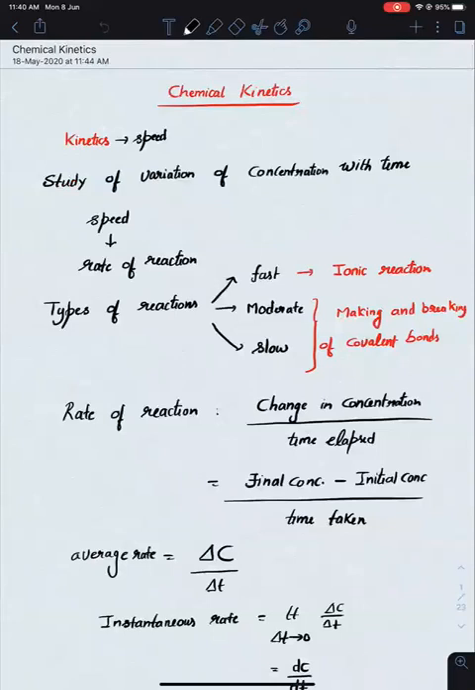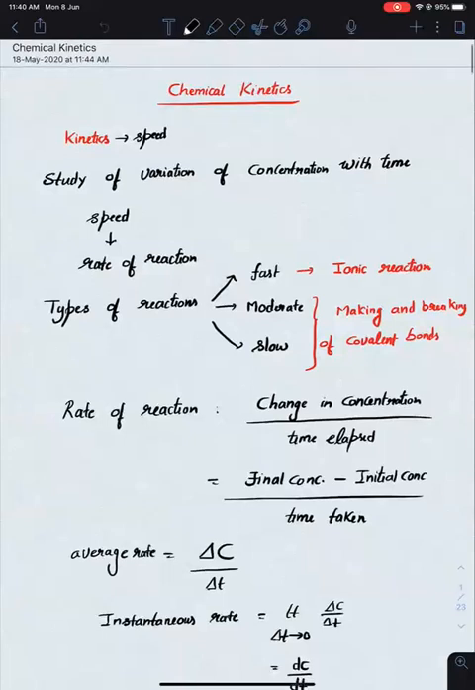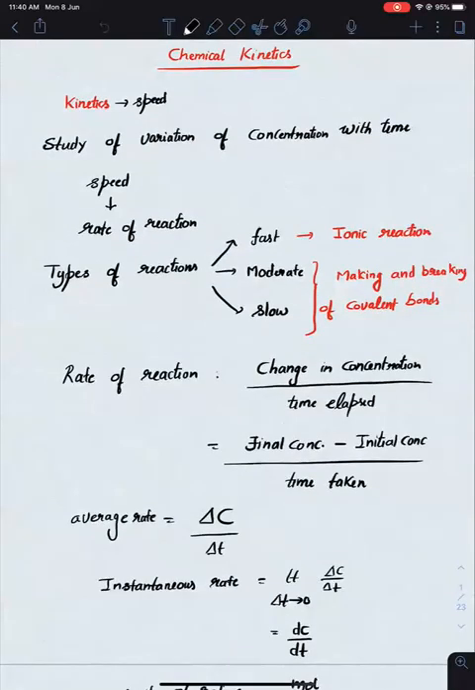So in the chapter of chemical kinetics, first we have defined the types of reactions. There are three types of reactions: fast, moderate, and slow. ये जो fast reactions है, these are usually ionic reactions. And for fast reactions, we won't be studying any chemical kinetics because they will be happening in very small amount of time. We will be applying the concepts of chemical kinetics to moderate and slow reactions.